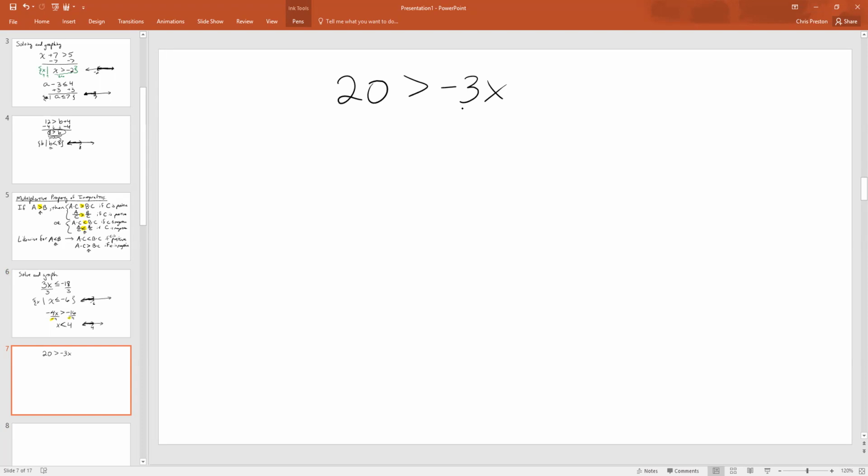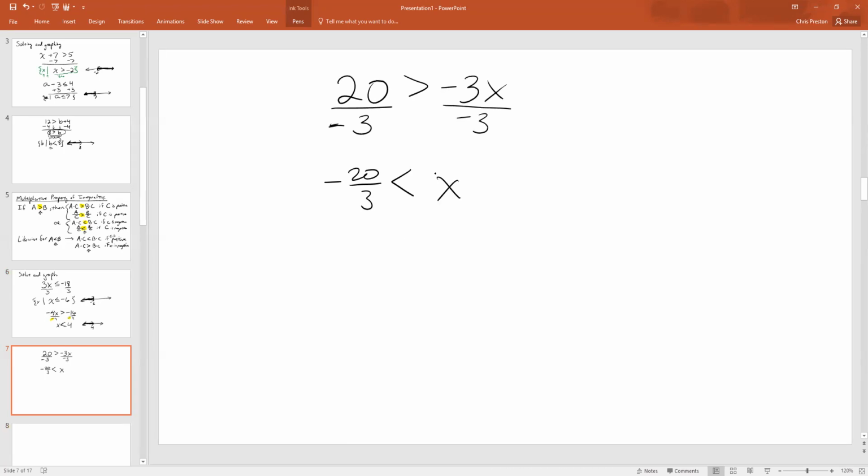I'm going to look at my x. Negative 3 is with it. They're touching. So to get rid of it, I'm going to divide negative 3 on both sides. So this is going to come out to be negative 20 over 3. Because I divided by a negative, my inequality symbol is going to switch, and I'm going to have x.